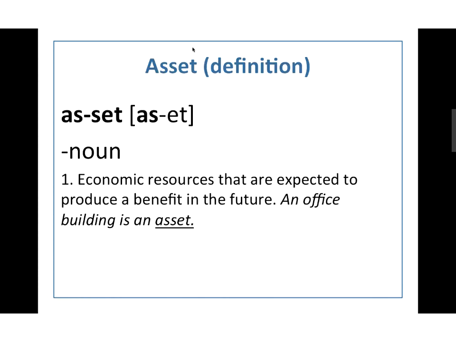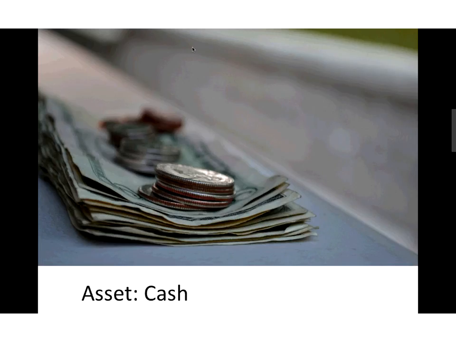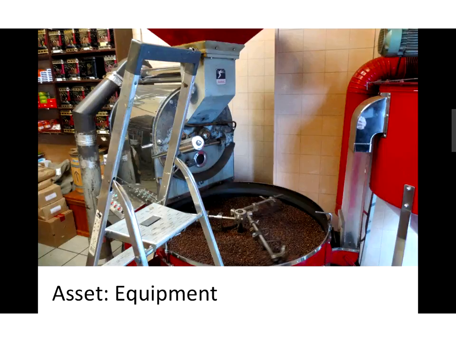Okay, so economic resources that are going to benefit the future. So here's, obviously, cash. Cash is a good example of an asset. This is a coffee roaster. It's actually in a little shop in Paris. So that is a coffee roaster. That is an asset to that business.